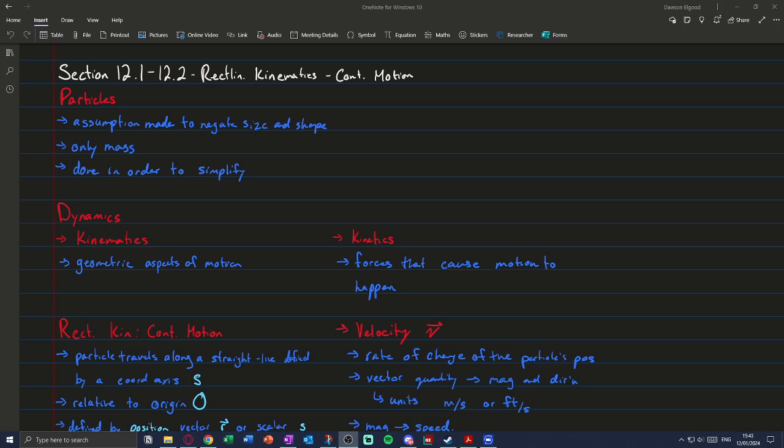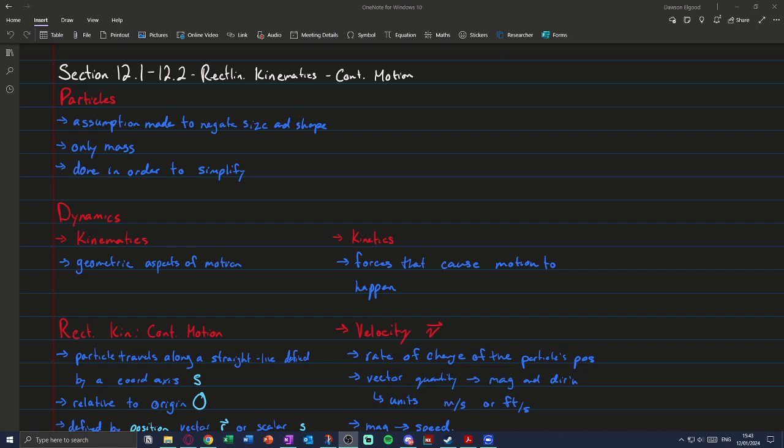When talking about dynamics, for the most part, we're going to be talking about particles. When we're talking about a particle, the assumption is usually made so that you can neglect the size and the shape. So we're only worried about this one mass. We do this in order to simplify the calculations, so we don't have to worry about the exact geometry and such. We just have a single point that has a mass.